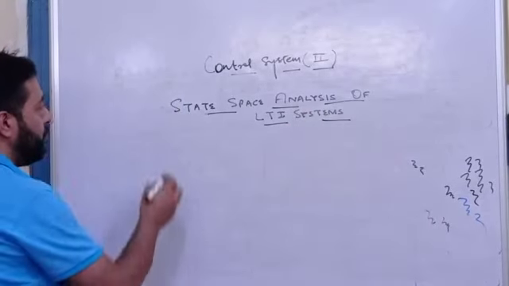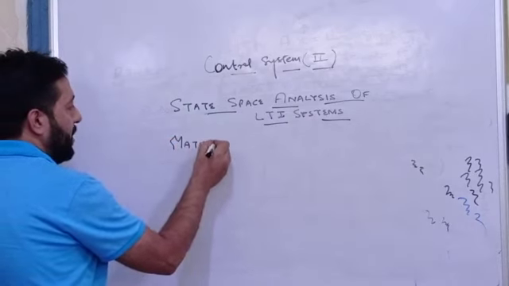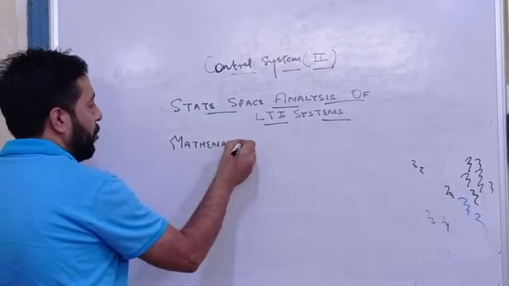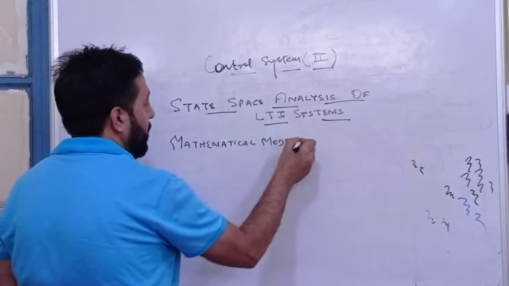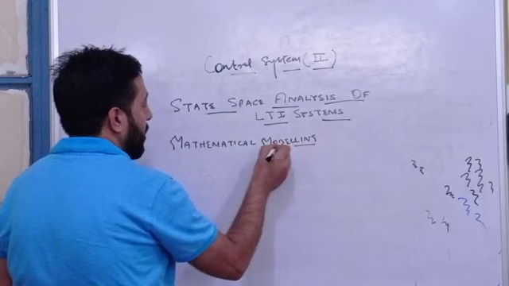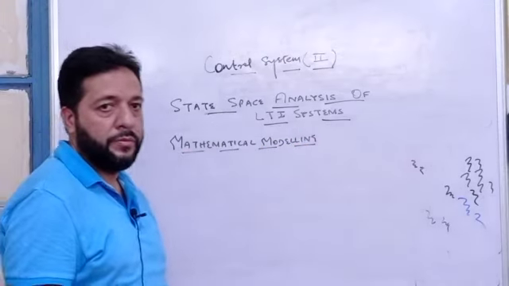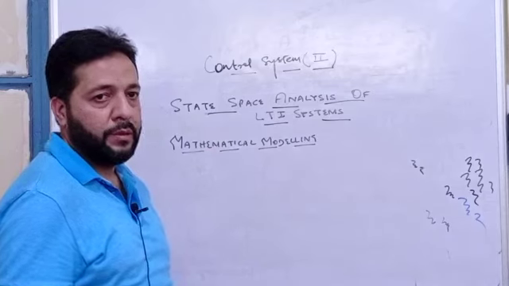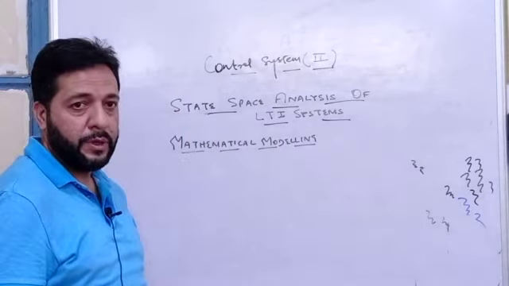So as I told you last time, mathematical modeling. What do you mean by mathematical modeling? What did I say? This is an analysis. First, we should know if we have any system, the physics of that system. Then we will go for mathematical modeling and physical interpretation.